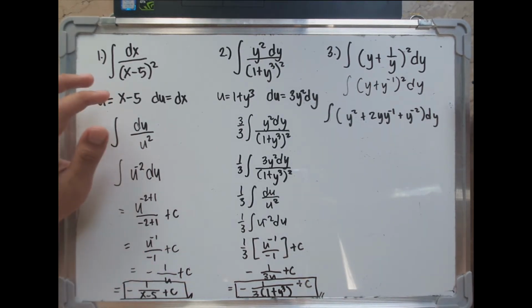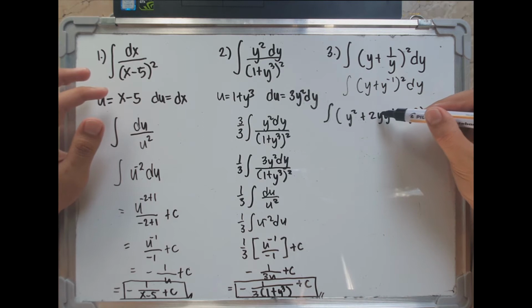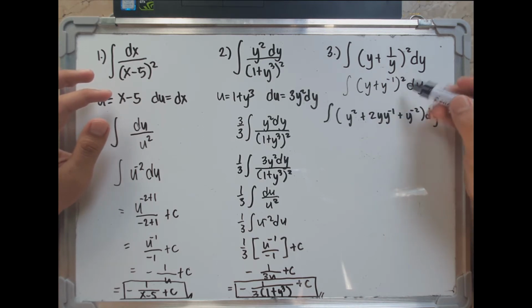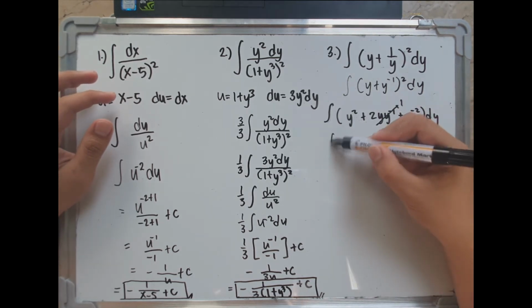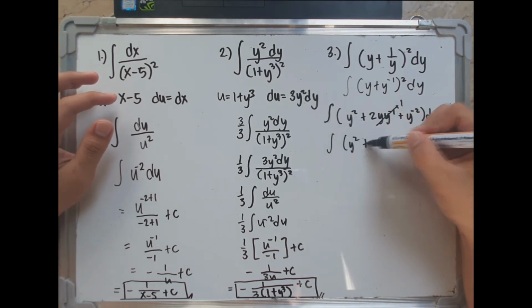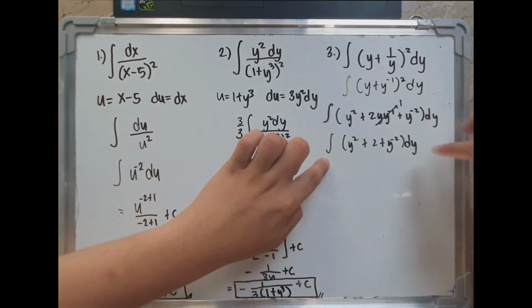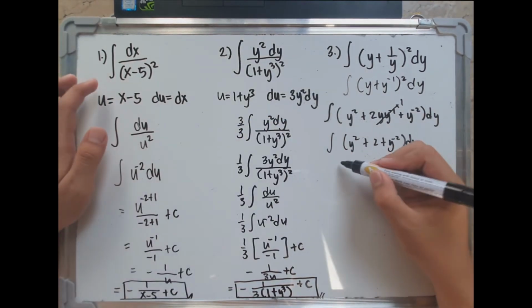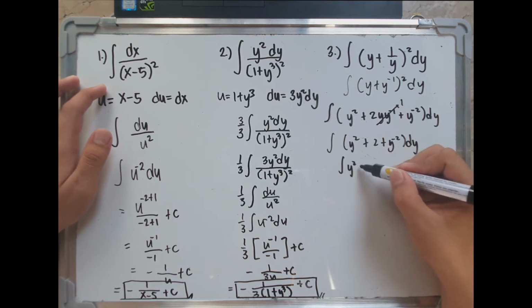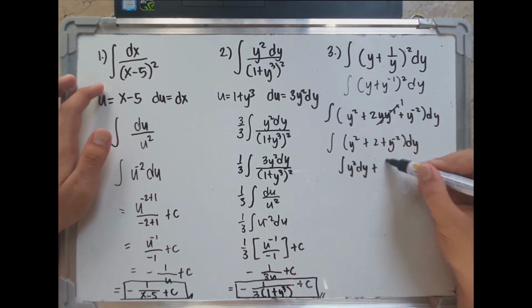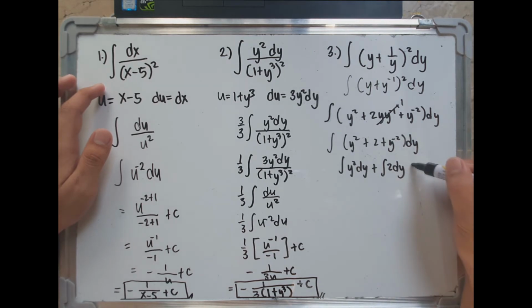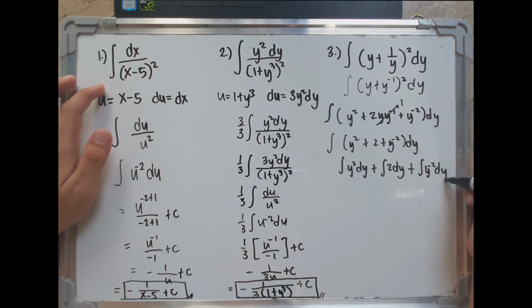So in algebra, y times y raised to the power of negative 1, that is equal to 1. Okay. So we now have y squared plus 2 plus y raised to the power of negative 2 dy. Distributing the integral symbol and the dy here, we now have the integral of y squared dy plus integral of 2 dy plus integral of y raised to the power of negative 2 dy.